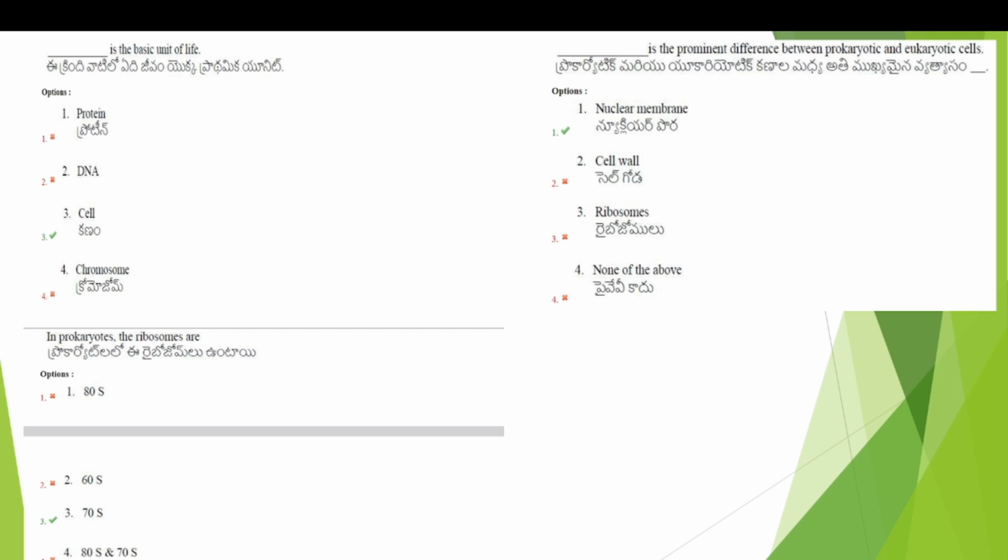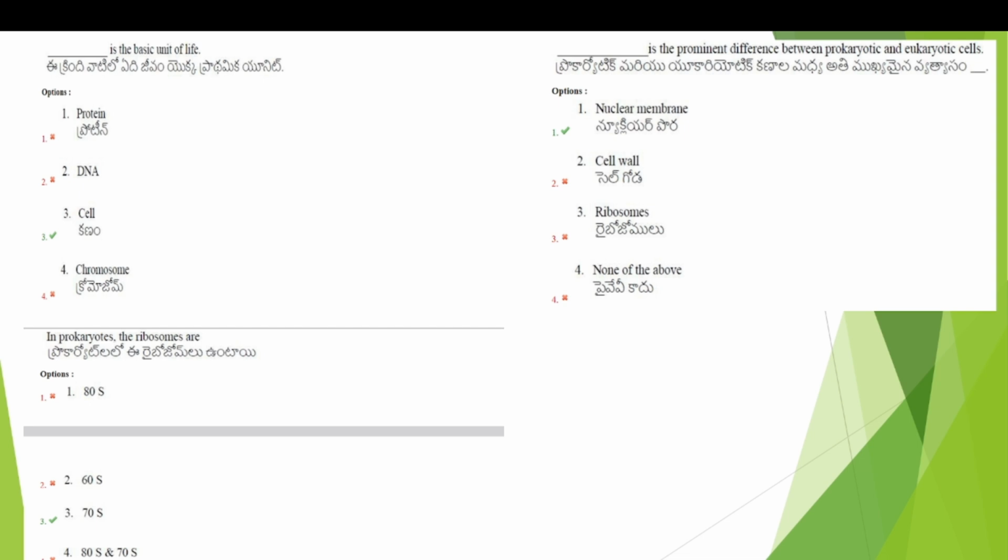Next question is, in prokaryotes, pro means without nucleus. That means bacteria. The ribosomes are, as I said in the earlier question, both prokaryotes and eukaryotes contain ribosomes. But the type of ribosomes present in prokaryotes differs from eukaryotes. There are four options given for the type of ribosomes present in prokaryotes.